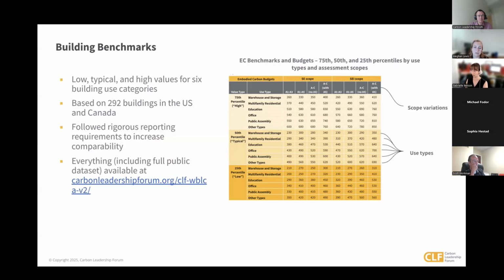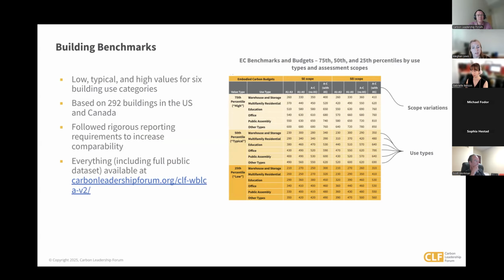One of the big differences between V1 and V2 of this project is that we required really rigorous reporting requirements so that we could feel really confident in publishing these specific numbers. And we feel like the data set is comparable because of the work that we put into limiting who could contribute and the amount of data that had to be included when contributing.